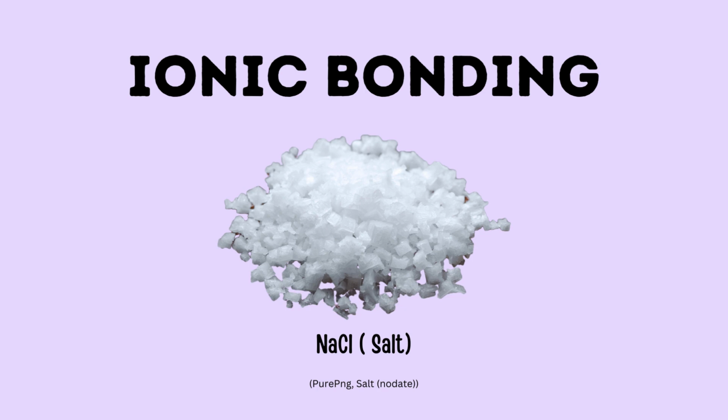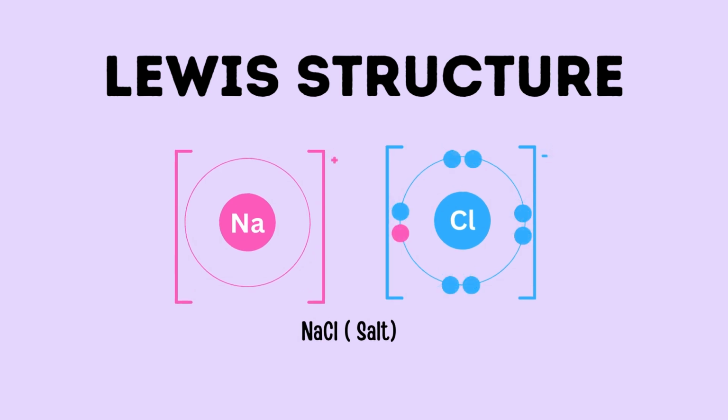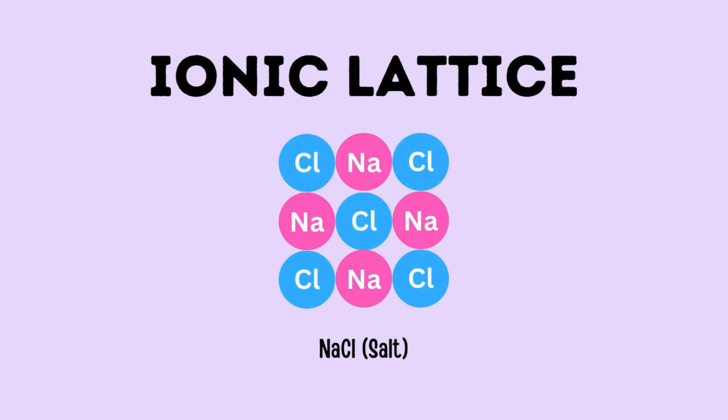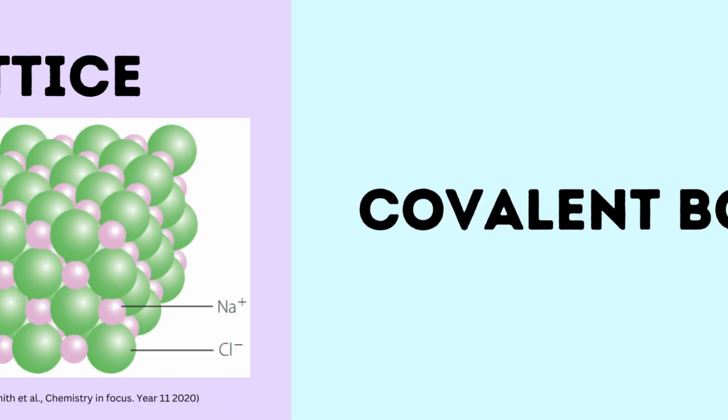But how would we show this in Lewis structure? When using Lewis structure, we'd need to use brackets to show the charge. We'd also need to turn the crosses into dots. Now let's look at an ionic lattice. Here we have one layer of an ionic lattice formed by sodium chloride. So what is an ionic lattice? An ionic lattice is an orderly array of positive and negative ions.